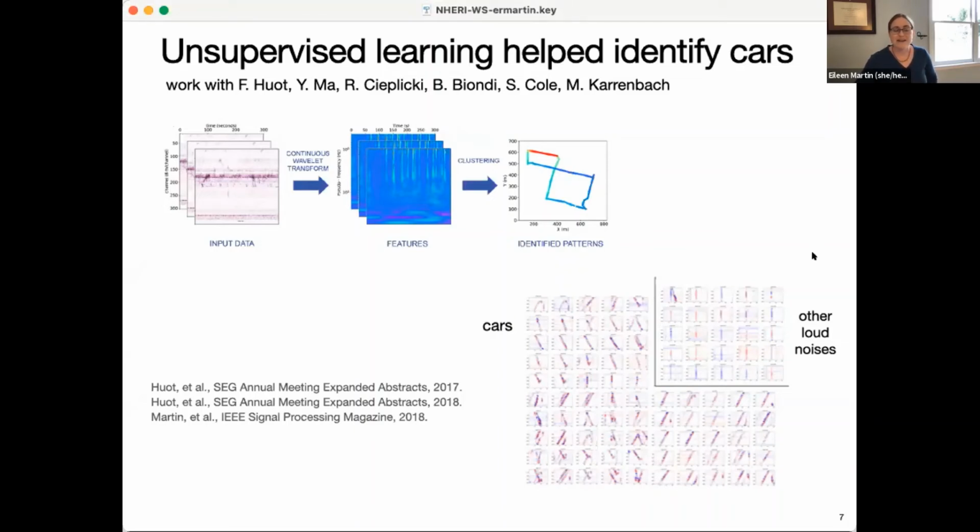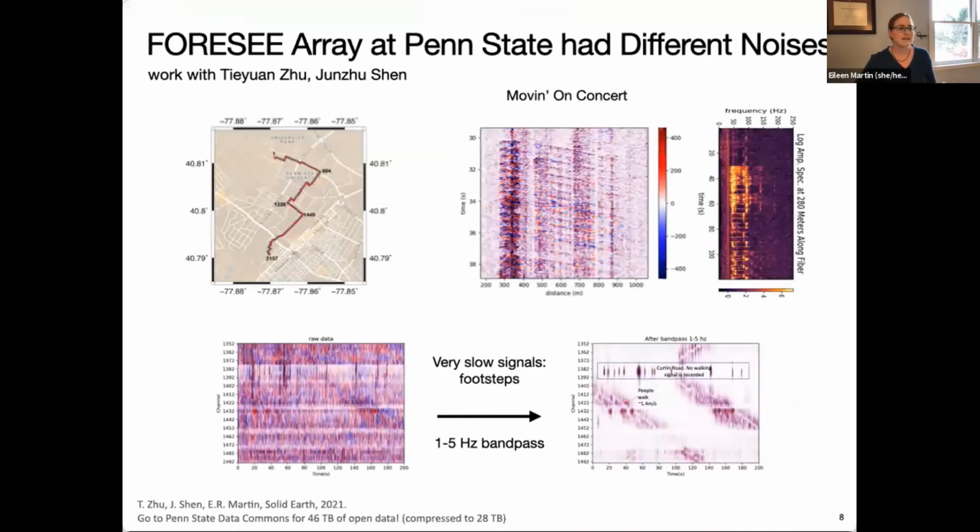One of the great things about DAS compared to, say, individual seismometers is that we're able to do these kinds of continuous wavelet transforms, not just in time, but in space as well. And so this gives us more flexibility on the types of features that we can then feed into various machine learning methods.